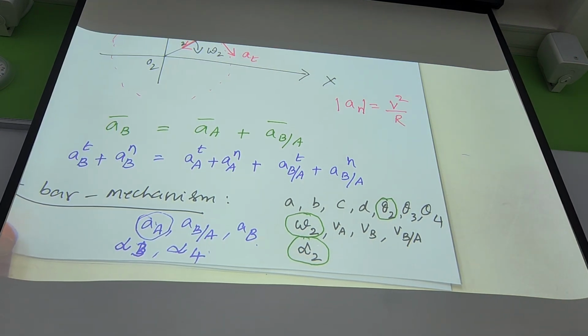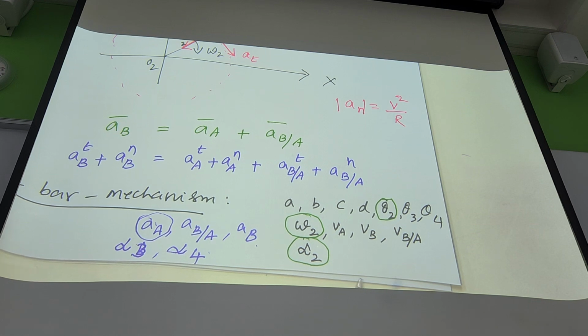So how to calculate tangential acceleration? I'll continue with that.